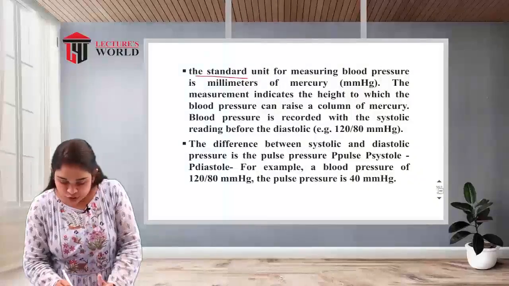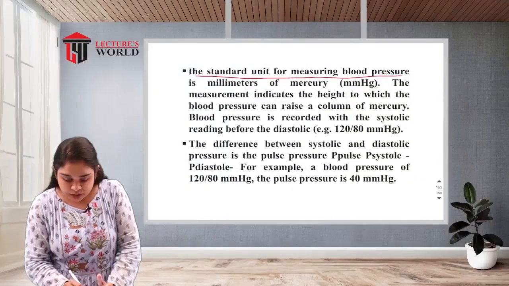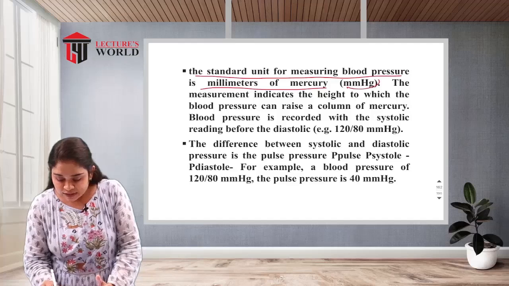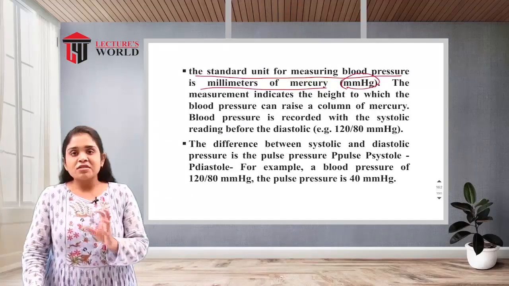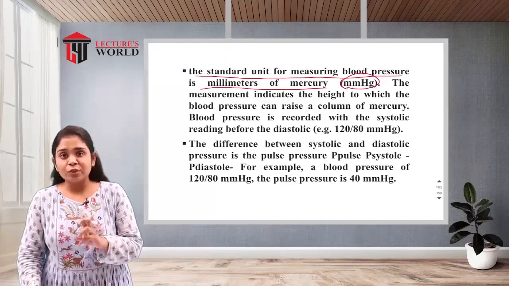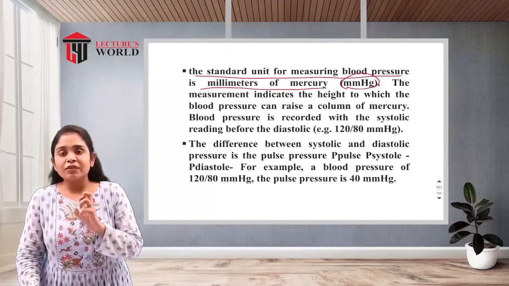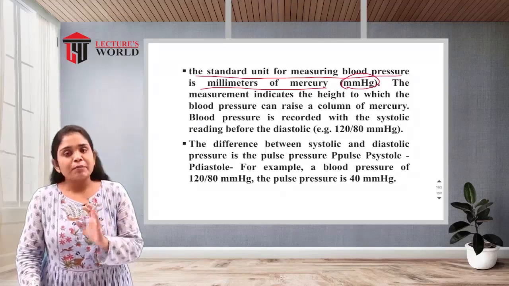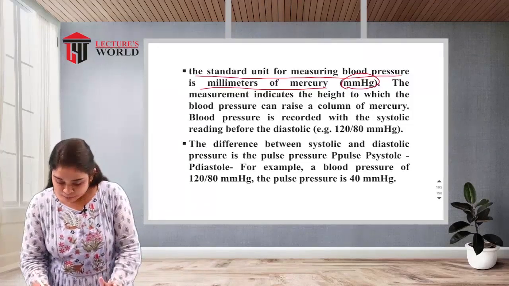So the standard unit for measuring blood pressure is the millimeter of mercury, that is mm of Hg. This is the universal standard unit, we can say. This is the unit we will use for measuring the BP, or the blood pressure.